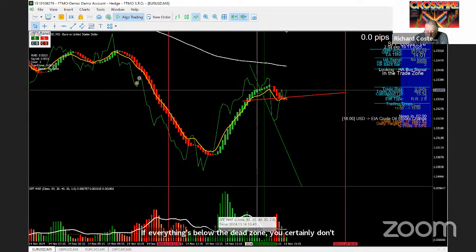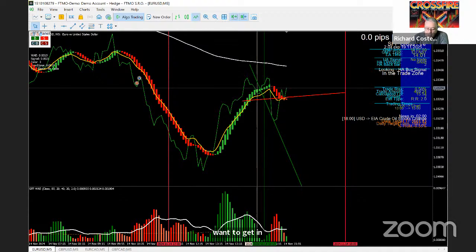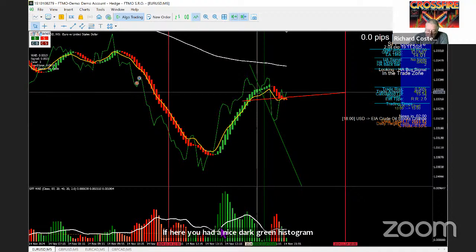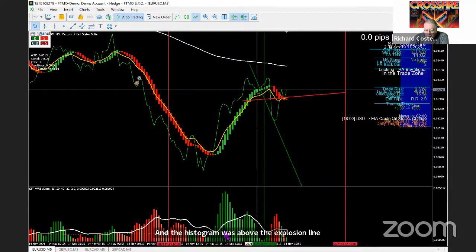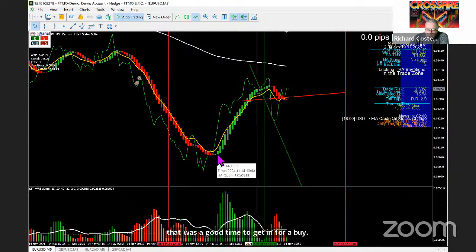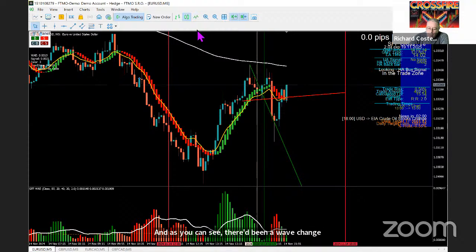If here you had a nice dark green histogram, and the histogram was above the explosion line, and the explosion line was pointing away from the dead zone, that was a good time to get in for a buy. And as you can see, there'd been a wave change and price went up. So I'll put the candles back on. So that time there, when everything on the Waddah Attar was looking good, that would have been a good time to get in for a buy.